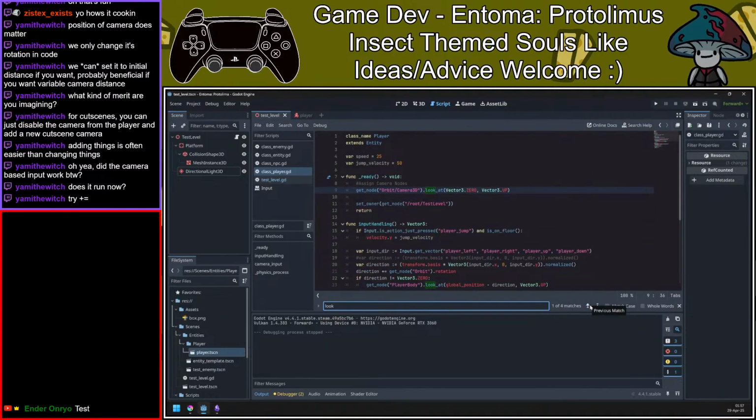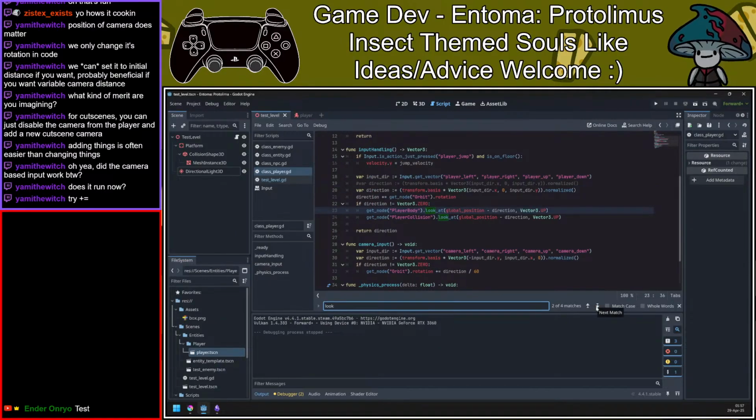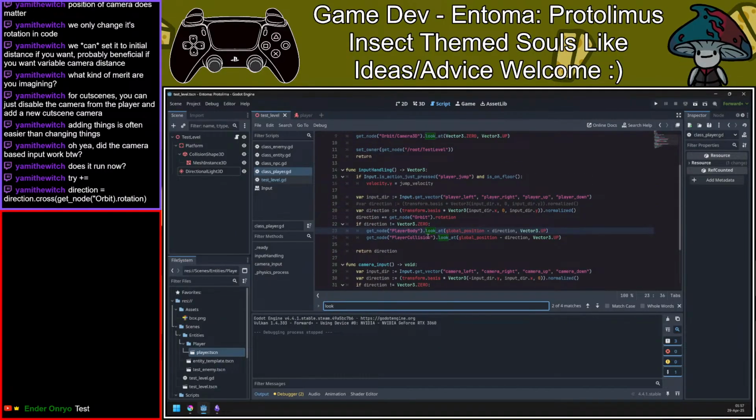Okay, so the camera is set to look at that. Okay. If direction does not equal 0, global direction. Okay. Direction equals direction dot cross. Direction dot cross.